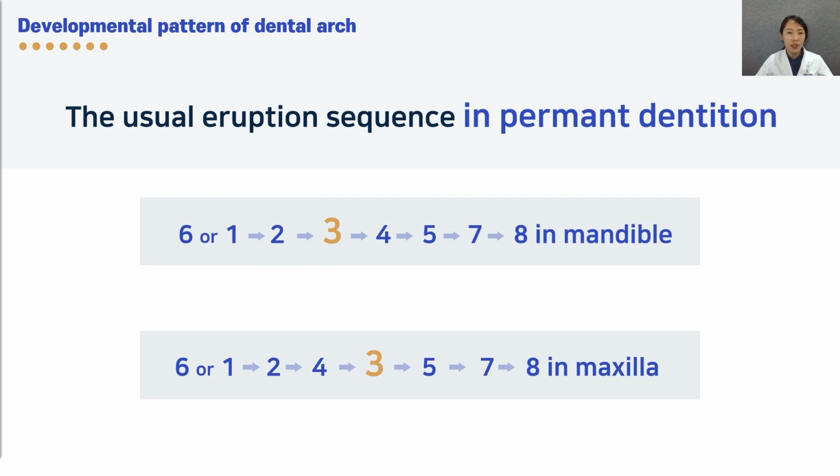In permanent dentition, the first molar erupts first, but sometimes the central incisor can erupt before the first molar. In the usual eruption sequence, the permanent second molar is the last one to erupt except for the third molar. And the permanent canine usually erupts before the premolars in the lower arch and usually erupts after the first premolar in the upper arch.